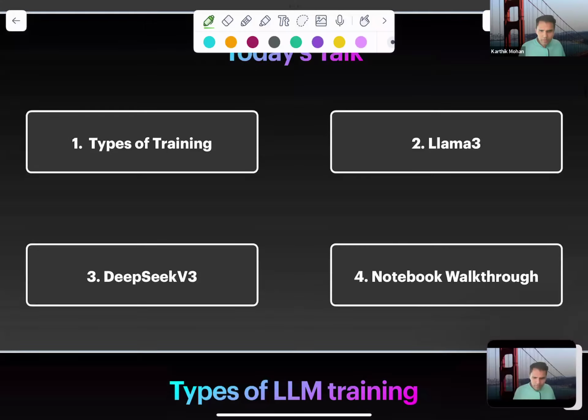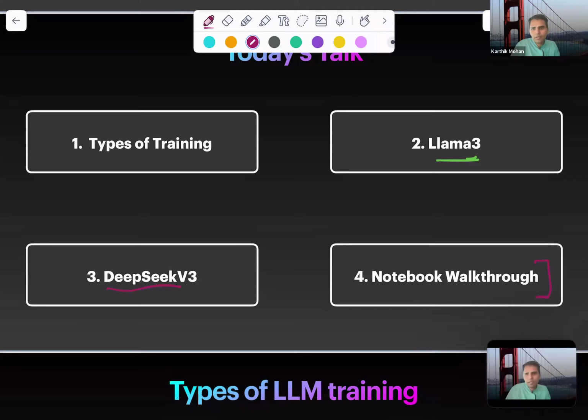In general, with open models or LLMs, we'll look at examples of training, the types of training that are done. We'll spend some time on Llama 3 and also some time on DeepSeek V3. Then we'll go through a notebook walkthrough where you can actually test out both Llama 3 and DeepSeek V3. Hopefully you are also able to set it up today so you can run some inference queries on it and see what results you get.